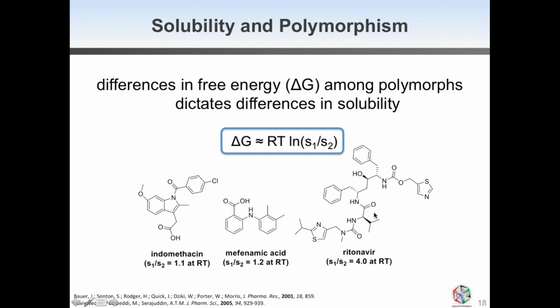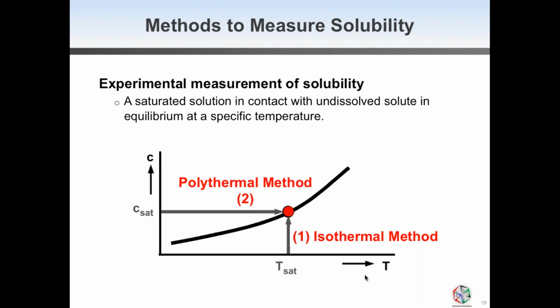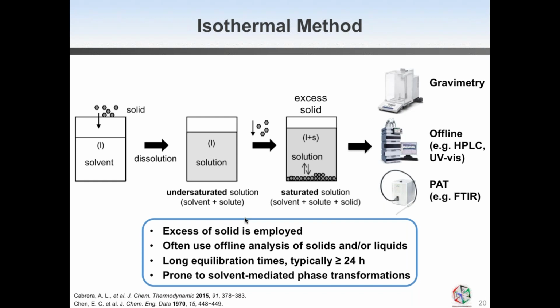So, how do we determine the solubility of each polymorph to calculate the solubility ratio and thus determine the free energy differences? There are two general methods to determine the solubility. First, the isothermal method, in which the solubility of a saturated solution is measured at a predetermined temperature. And secondly, the polythermal method, in which a saturated solution is generated and the temperature is varied to determine the dissolution point, and thus its solubility. In the next slides, I will discuss the advantages and disadvantages of each of these methods.